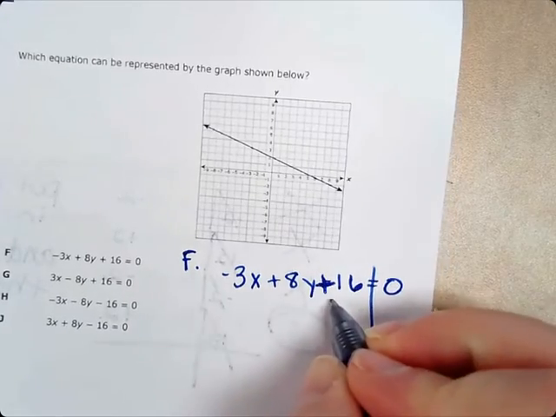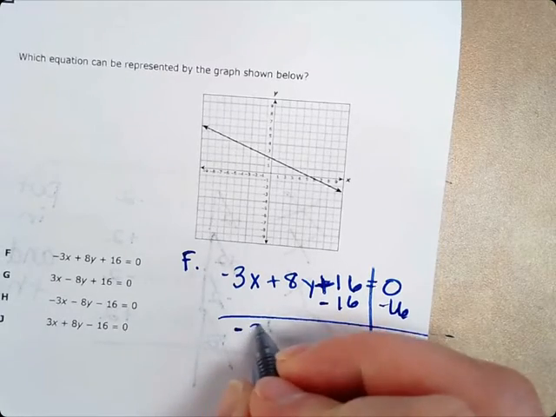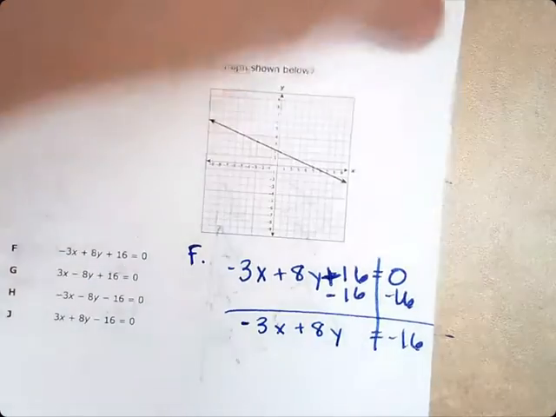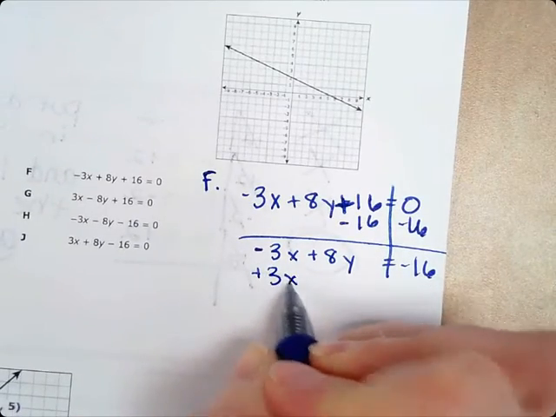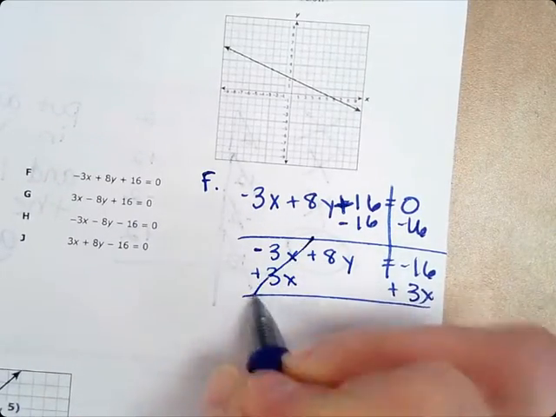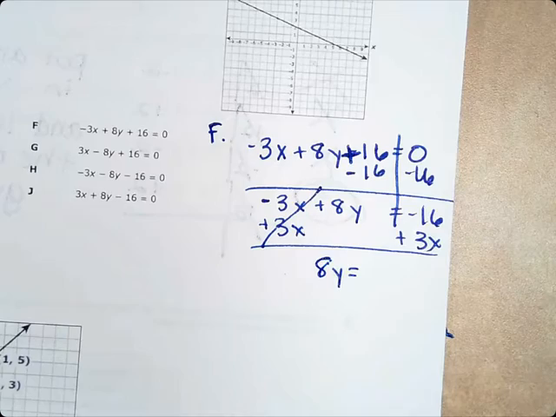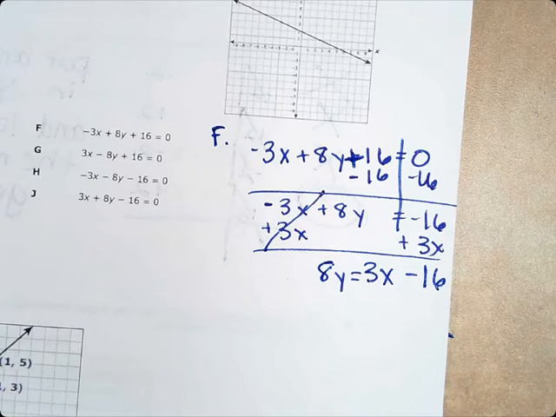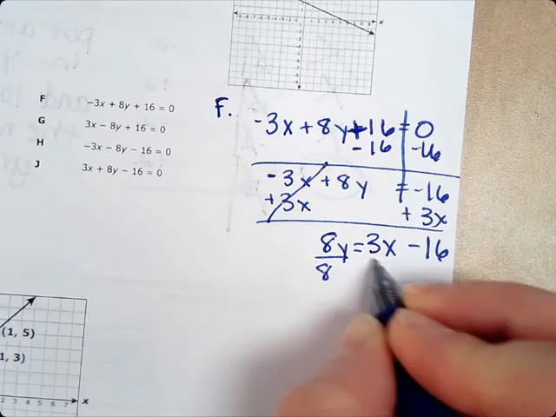Okay, so move things around. We will subtract the 16 on both sides. So negative 3x plus 8y equals negative 16. And we still need to get this 3x to the other side, so plus 3x. 8y equals, remember we wanted an mx plus b form, so this would be 3x minus 16. And then our last step to get y by itself would be divide by 8.